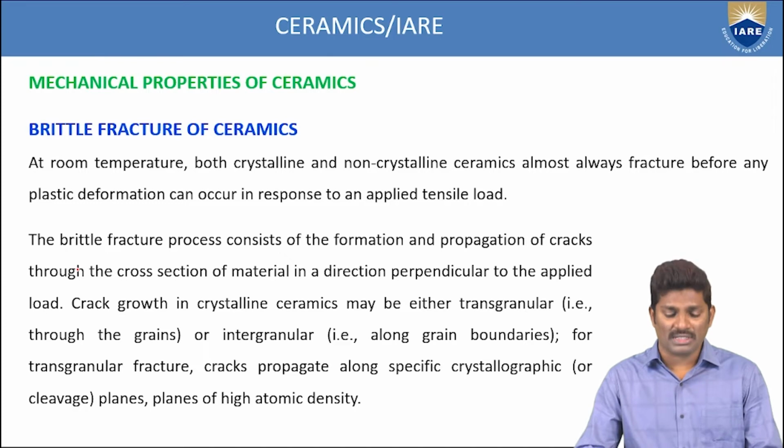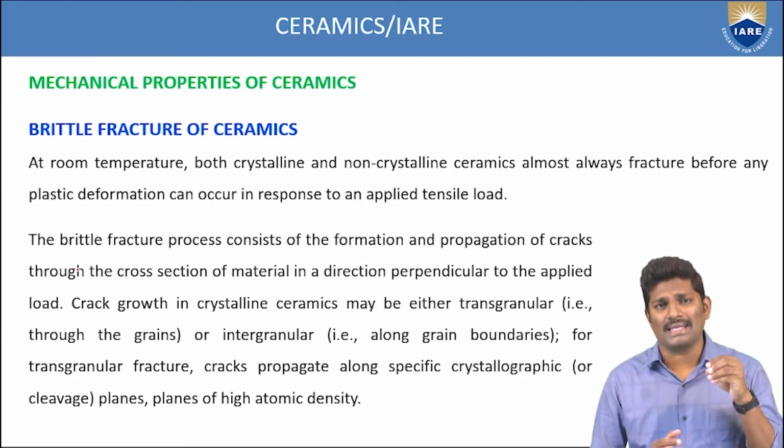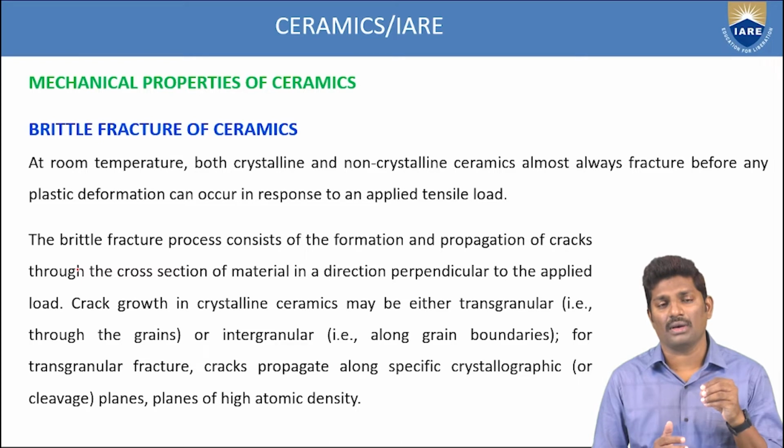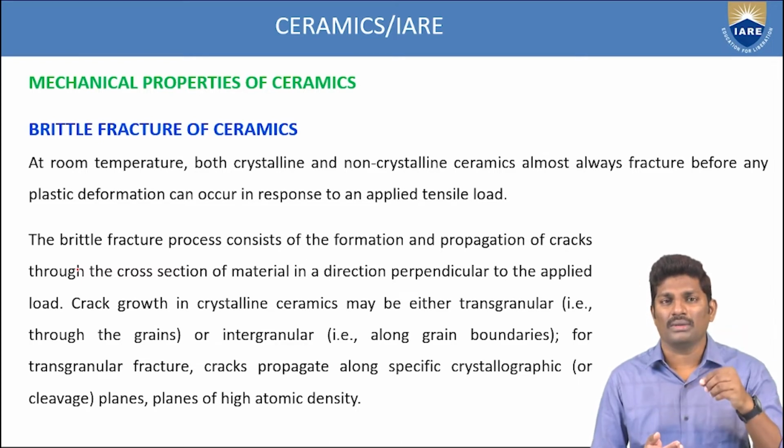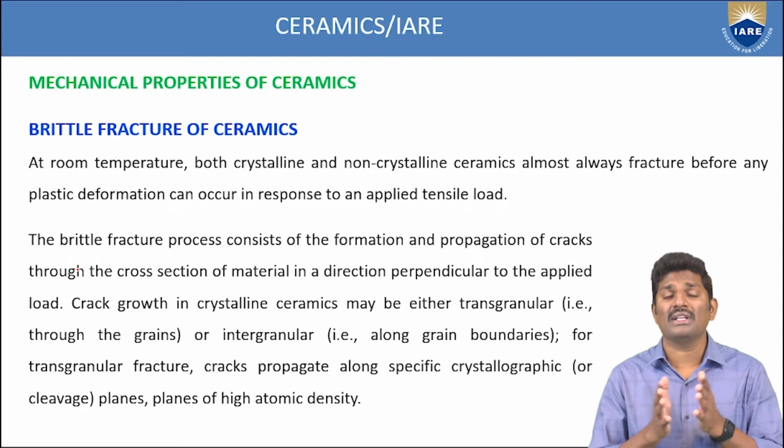Now, the brittle process consists of the formation and propagation of cracks through the cross section of the material in the direction perpendicular to the applied load. Now, this is where you get the exact brittleness of the material. Wherever you apply the load on the material, exactly at that point the material starts deforming. That means it is getting brittle in nature.